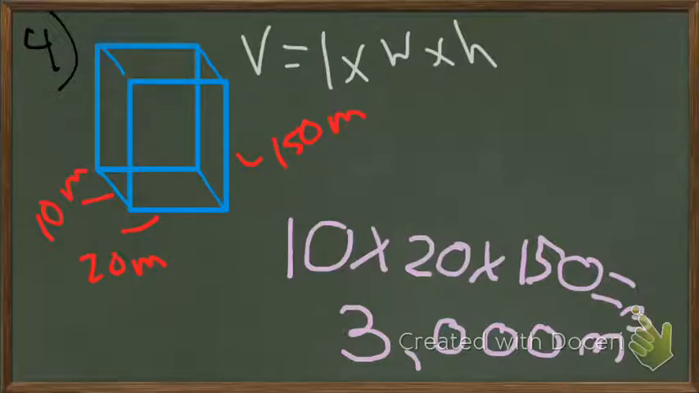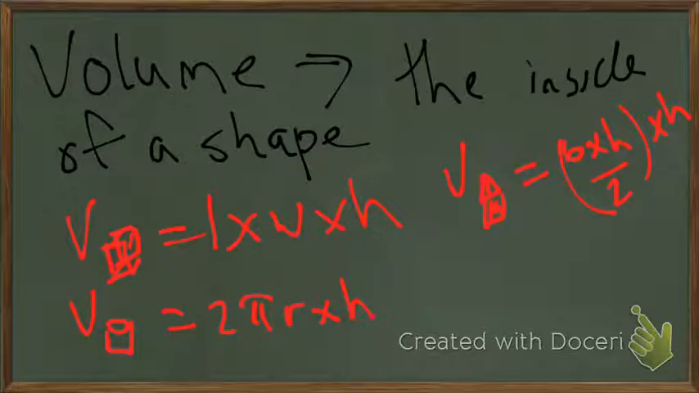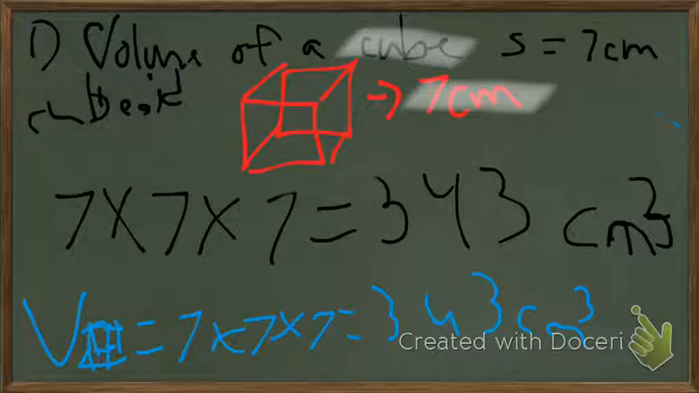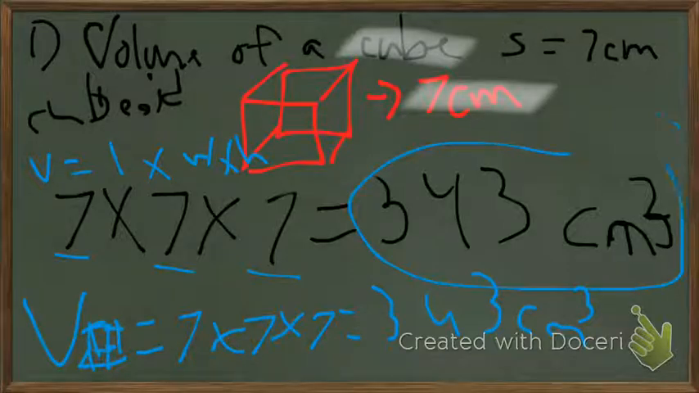Now, any errors, omissions, anything we have to fix up on this? Aside from my writing, which we know is bad. So our first example was of our cube. A cube had 7 centimeter sides. So we multiplied 7 by 7, then by 7 again, because volume equals length multiplied by width multiplied by height. And we ended up with 343 centimeters cubed.